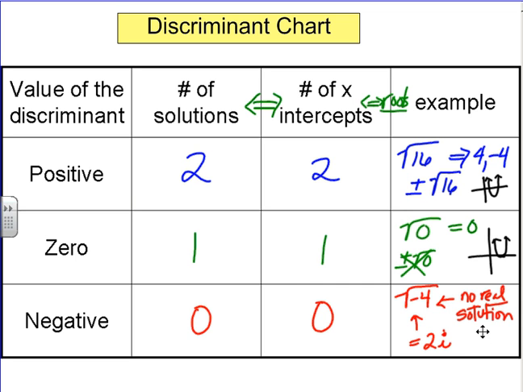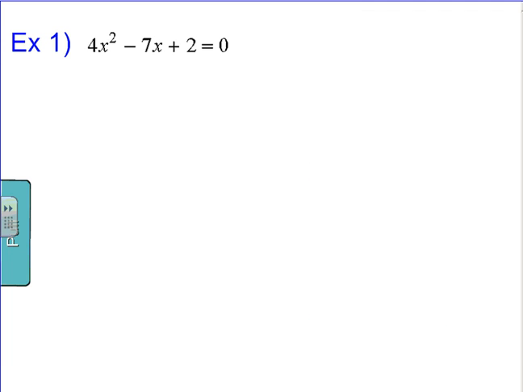And what does that look like? Well, if we were to graph this parabola, it might be something like this, where it never, ever, ever runs into the x-axis. So we would not be able to come up with a solution. So let's practice here a little bit.